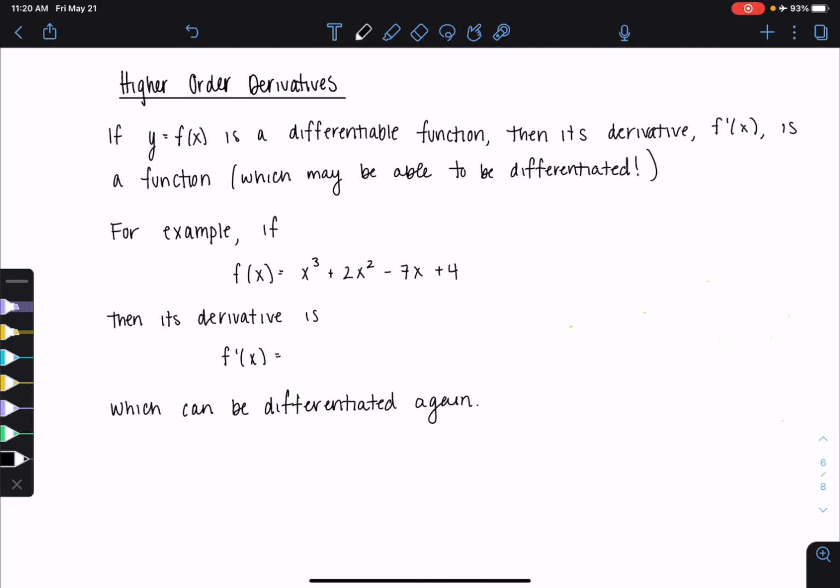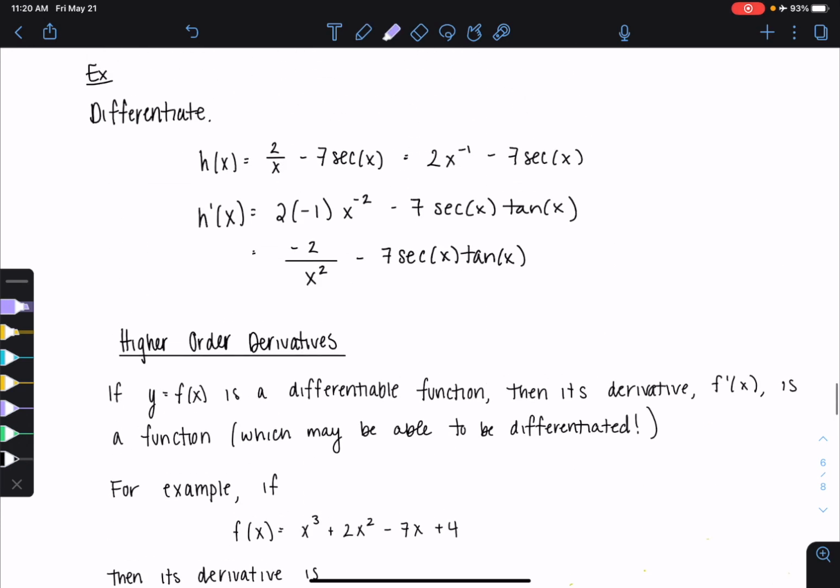So the very last thing we're going to talk about in this section is higher order derivatives. If you even look at this last example, I can keep going. I can take the derivative of this now because I'm just going to use power rule here, and I'd have to use quotient rule here.